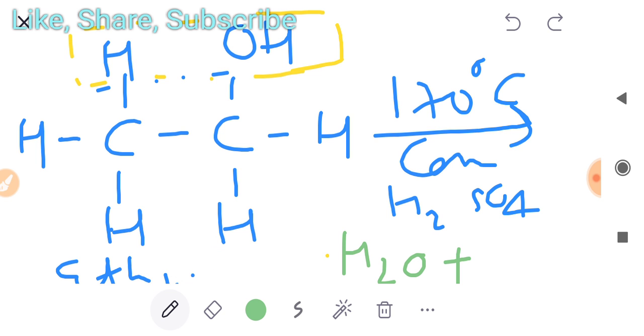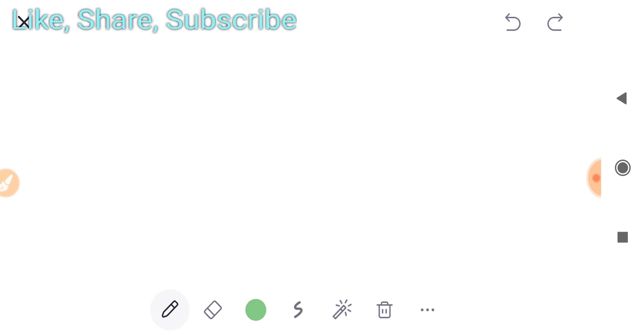The products are plus C2. Now what will be left here? C2H4. Okay, so it means ethene will be formed here. This is also a dehydration reaction, in which ethyl alcohol, when dehydrated, forms ethene. Okay, so the product formed here is ethene.